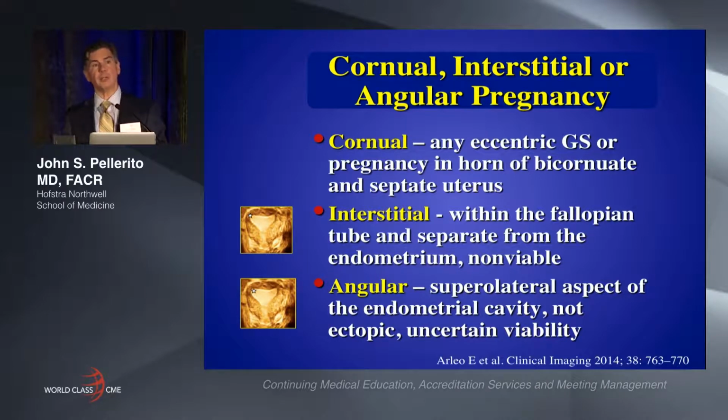And there's one more term that I want you to use if you're not currently using it, and that's angular. That refers to the sac when it is in an eccentric location, but it is located within the endometrial canal. Now, these are not ectopic pregnancies, and there's uncertain viability because they really have it implanted in a normal location, but they're not ectopic.